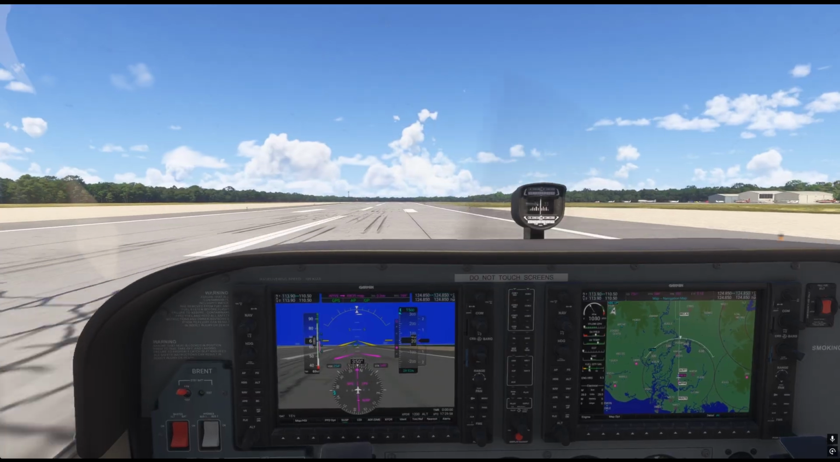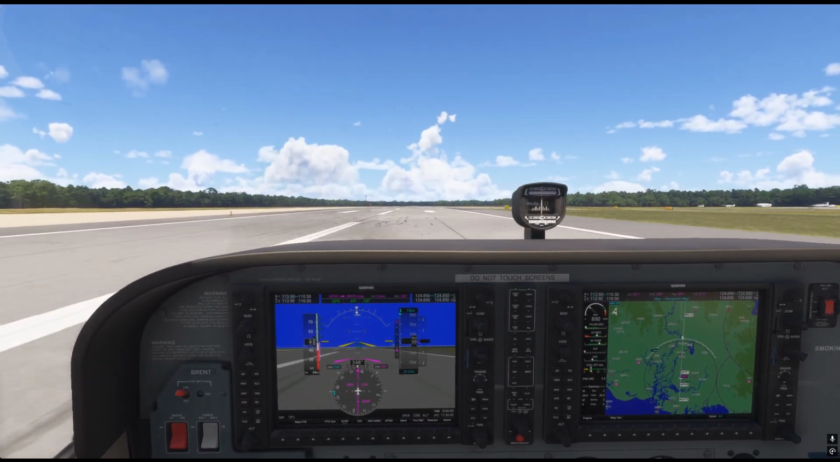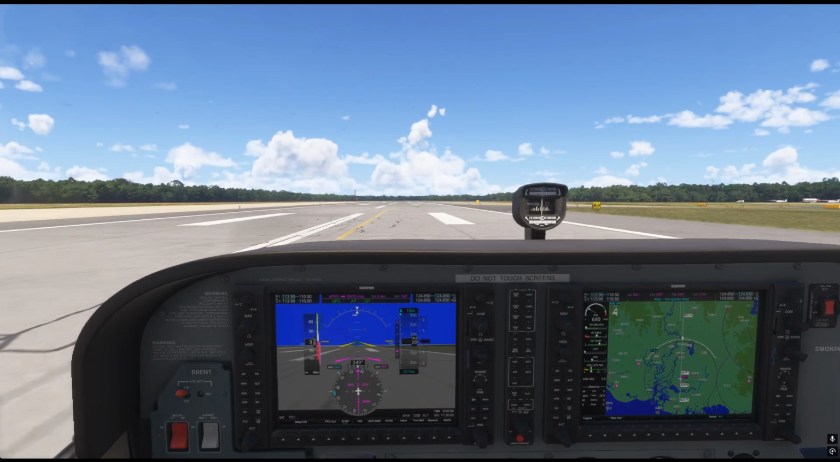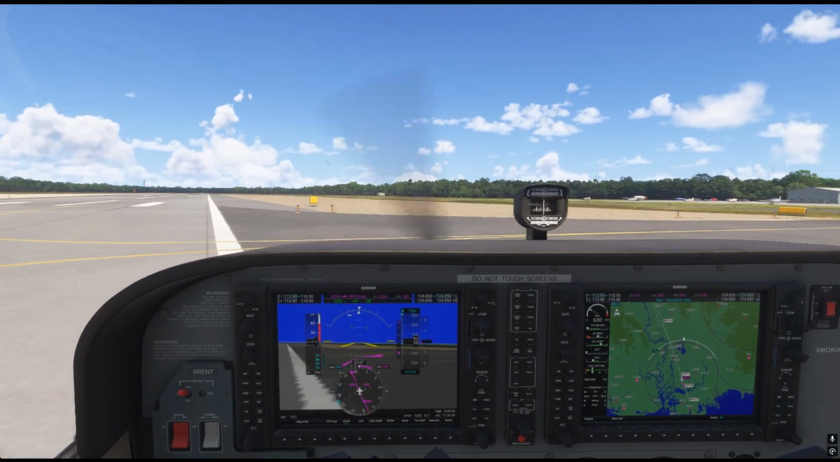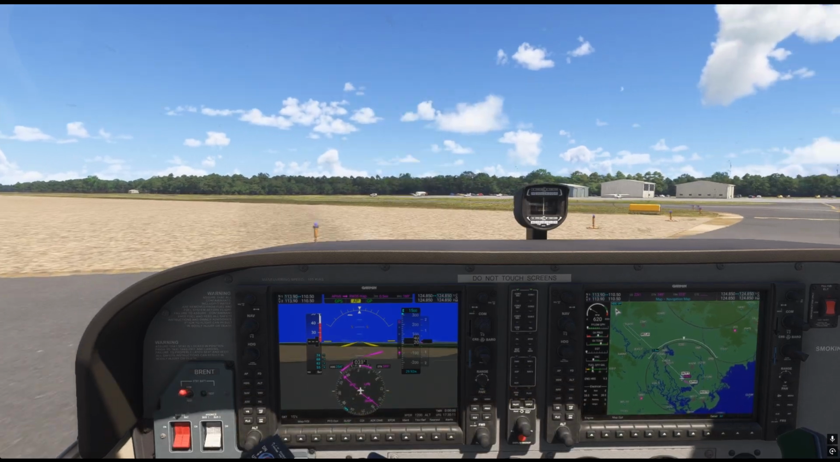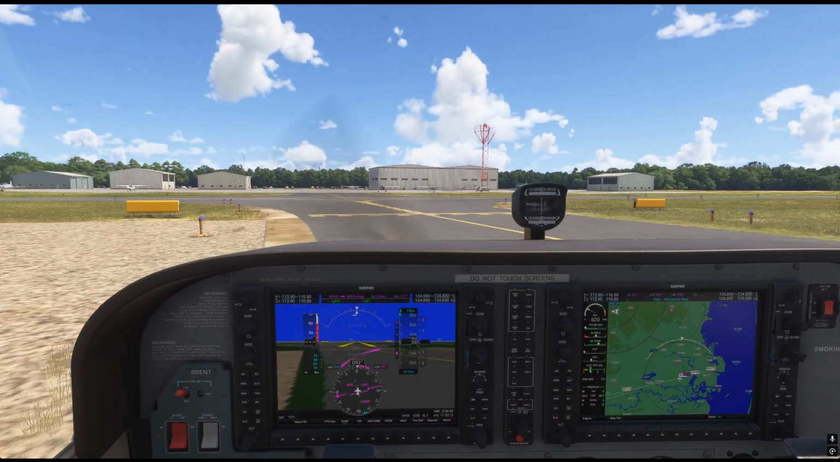Brakes. Ooh, okay. Alright, so we figured it out. We were just too close. Hey, they still have this taxiway. In real life, this is closed.